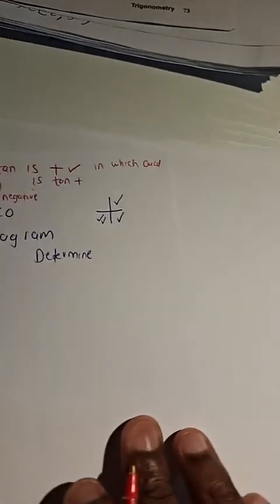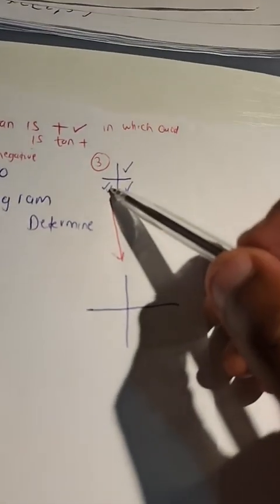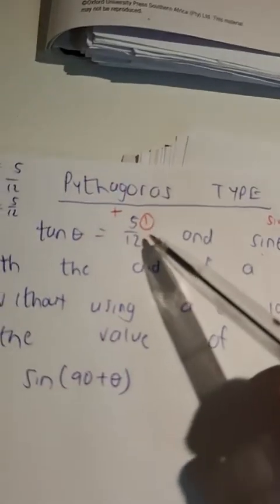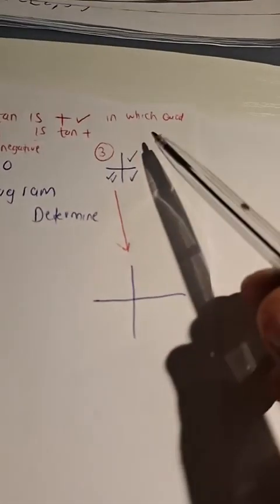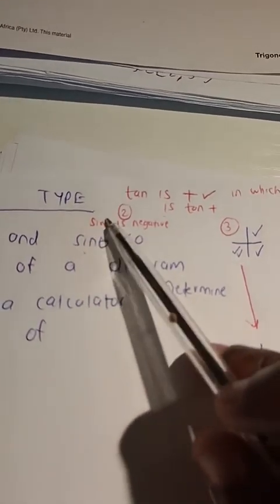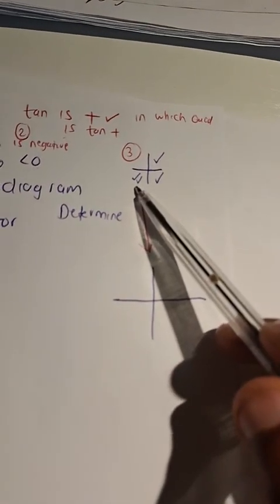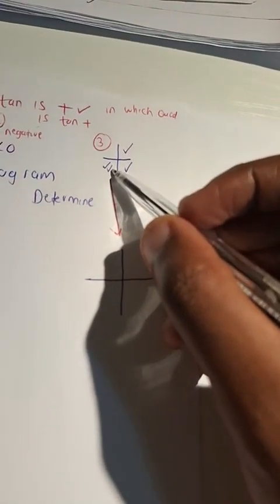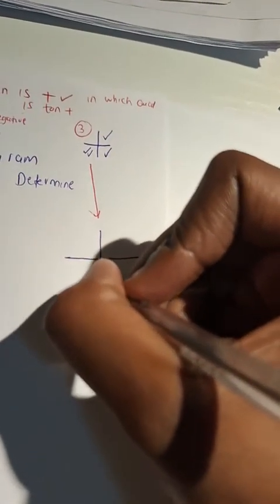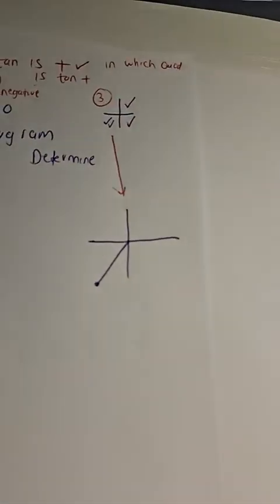So this was 1, 2, 3. Then we ask ourselves, where are our ticks? Where do we have the most ticks? We asked ourselves first, where is tan positive? We ticked where tan is positive. Then we asked, where is sine less than 0? Meaning, where is sine negative? We ticked where sine is negative. Then where are we having the most ticks? The most ticks fall in the 4th quadrant. So there we draw our terminal arm.